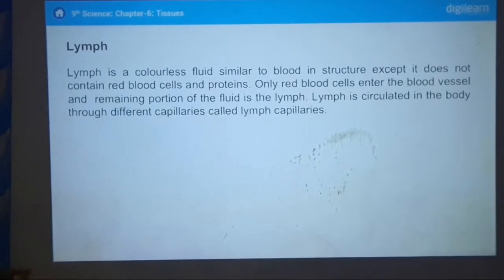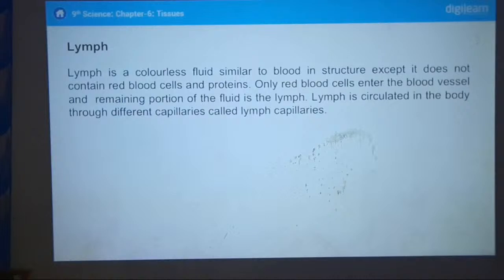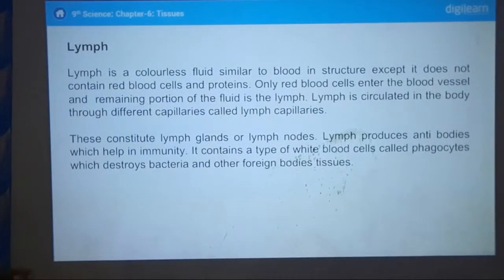Lymph. Lymph is a colorless fluid similar to blood in structure, except it does not contain red blood cells and proteins. Only red blood cells enter the blood vessel, and the remaining portion of the fluid is the lymph. Lymph is circulated in the body through different capillaries called lymph capillaries. These constitute lymph glands or lymph nodes.